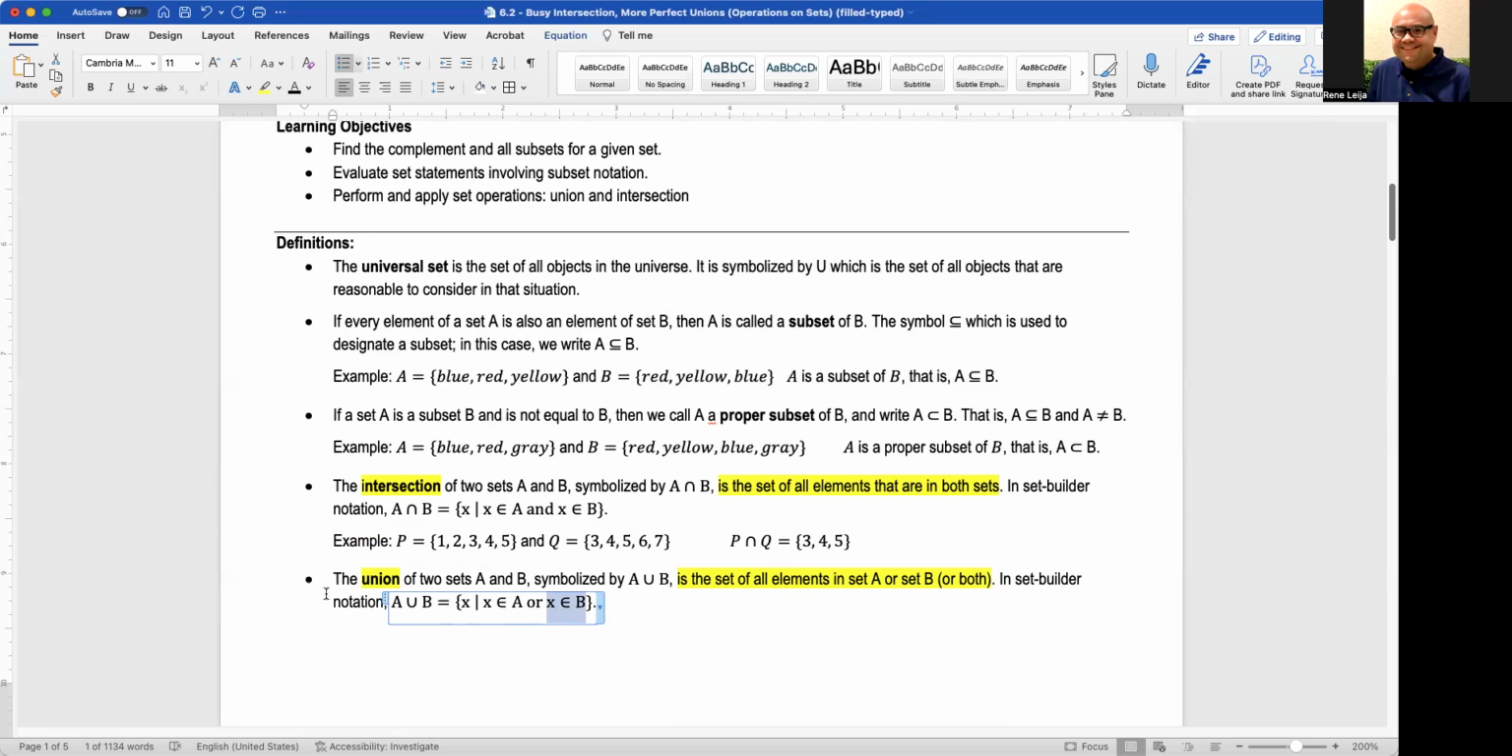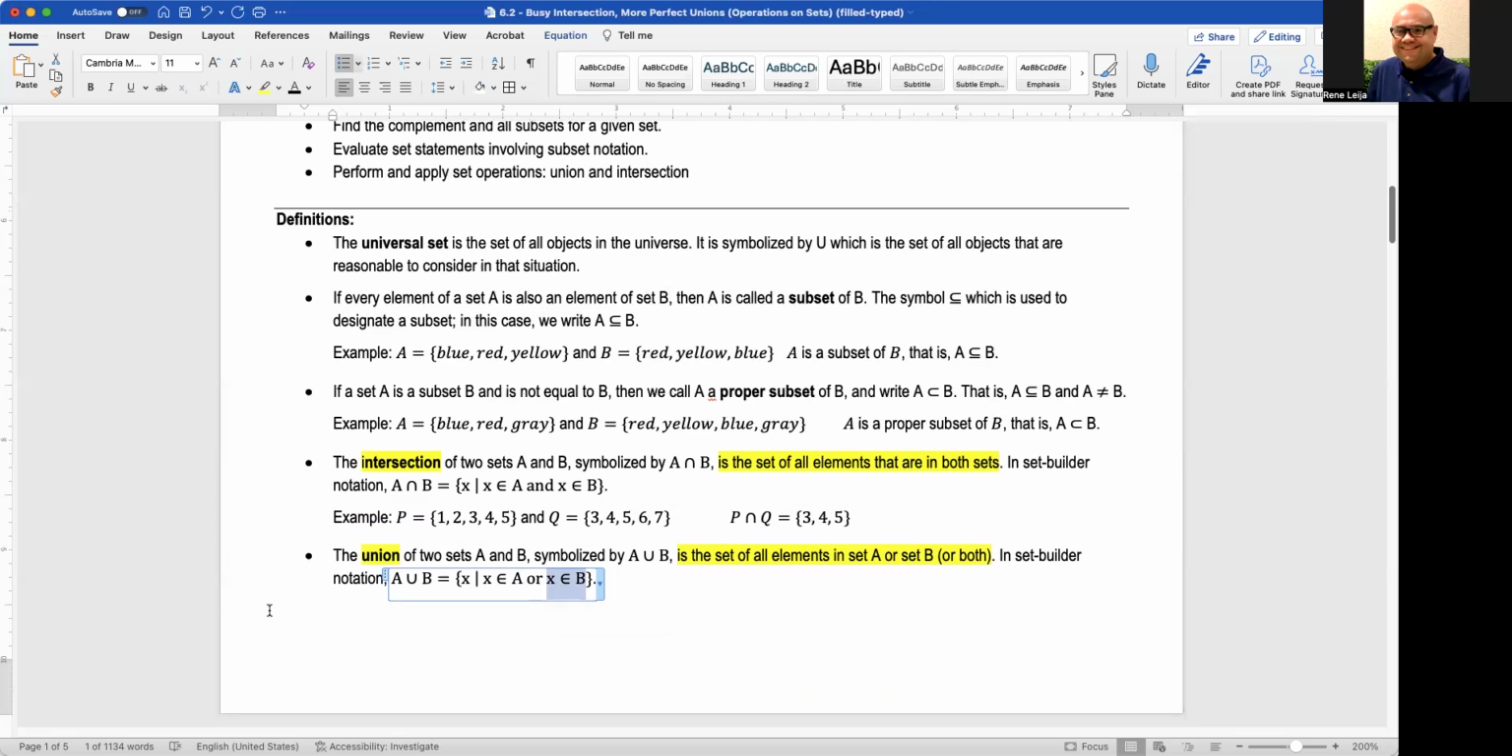So when you look at the union, think of the union as a marriage, and you bring everything together. It doesn't matter who has what. It's all being brought together. And so here's the example that I gave you again.